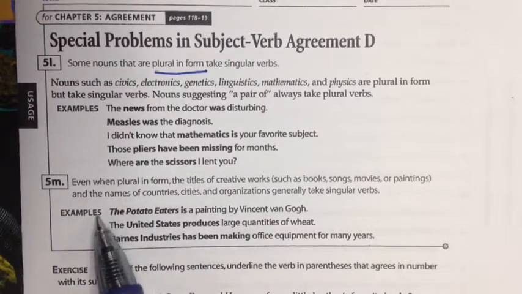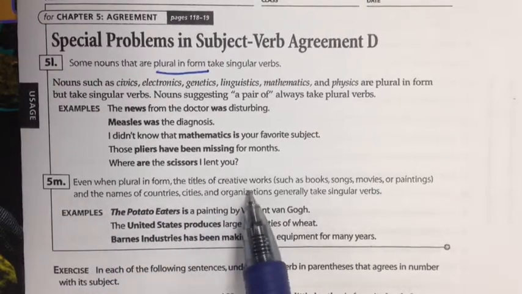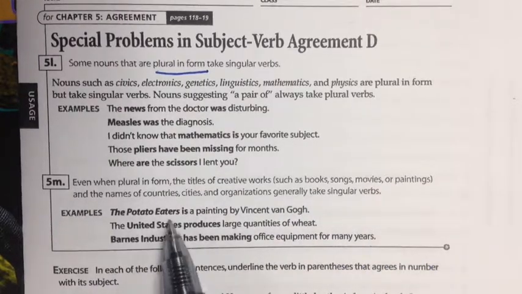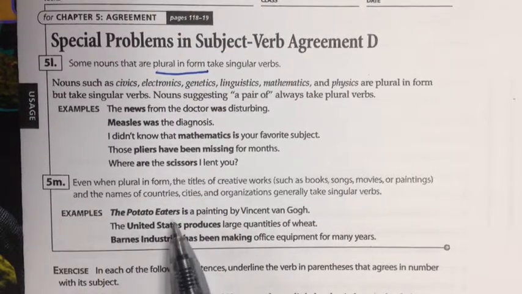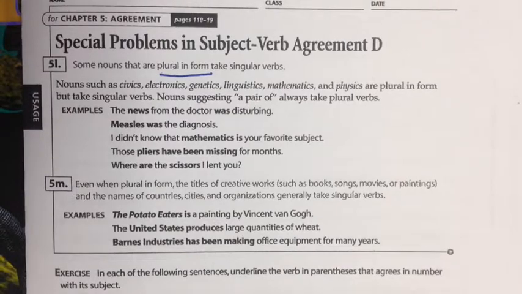It's just weird. We always do that in English. I don't know why. Okay, lastly, even when plural in form, the titles of creative works like books and songs and movies or paintings, like the Potato Eaters, for example, or the United States, or Barnes Industries, even if they look plural, if they're the name of one thing, they're treated as singular. So the Potato Eaters is a painting, for example. All right, let's try a few examples.